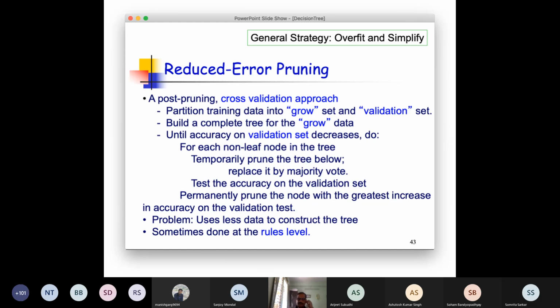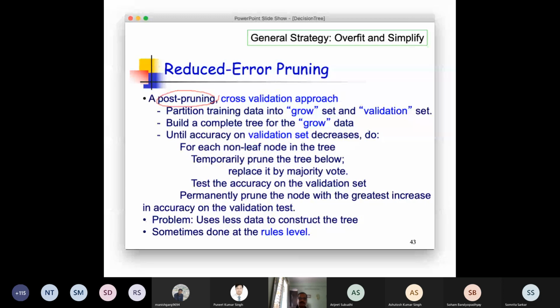Any question? Sir, is this a post pruning or pre pruning process? No, this is post pruning. The cross-validation approach is written here also as post pruning.